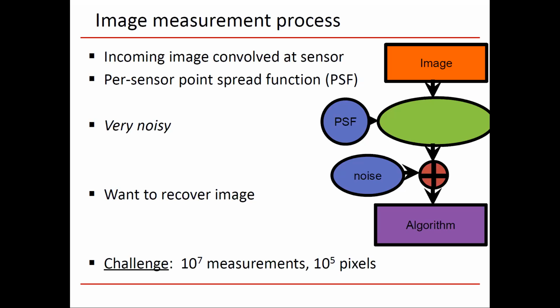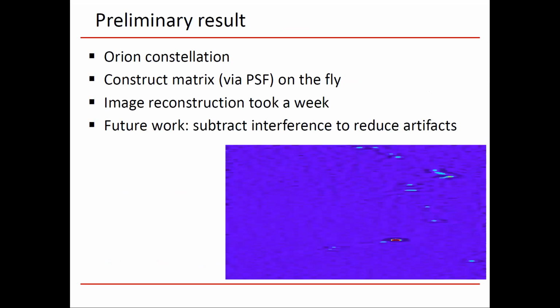And we want from these measurements to recover the image. And part of the challenge is computational. For a problem that has on the order of 100,000 pixels, typically the number of measurements is going to be in the tens of millions. So here's an illustration of a preliminary result. This is an image of the Orion constellation. We were incapable of storing the corresponding measurement matrix on our server. This type of matrix would have perhaps tens of millions of rows and tens or hundreds of thousands of columns. So it would be unrealistic to store it.